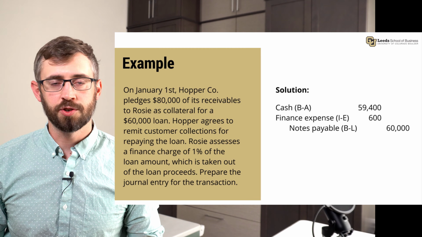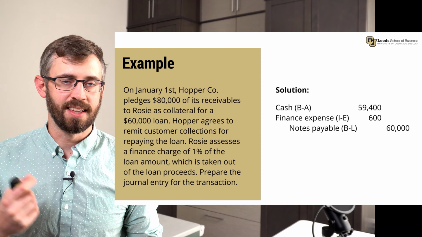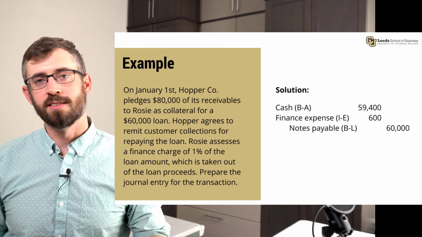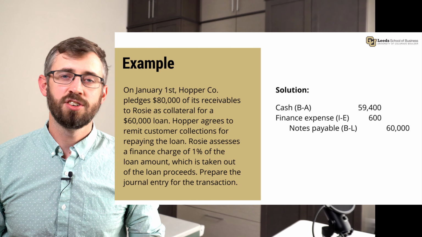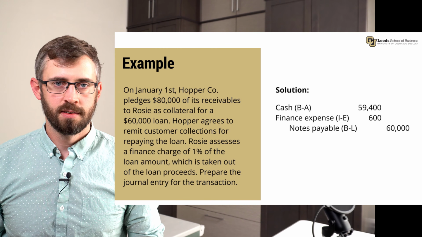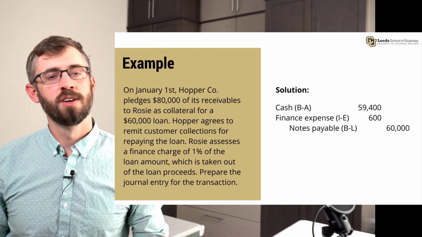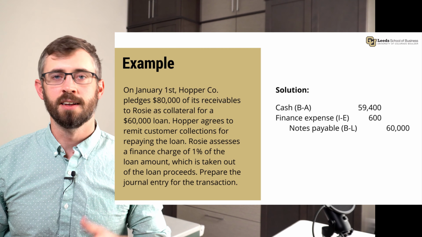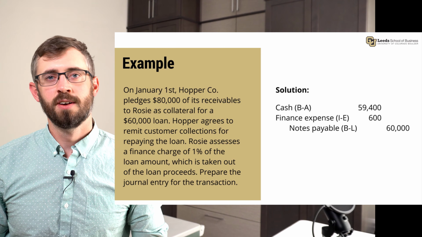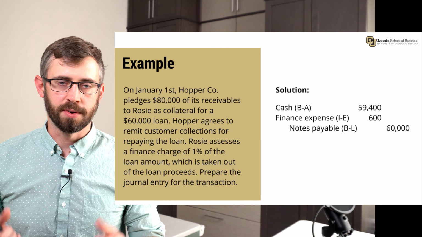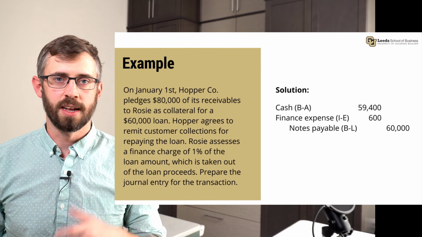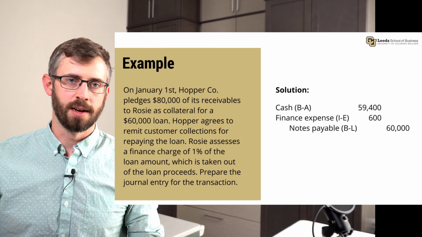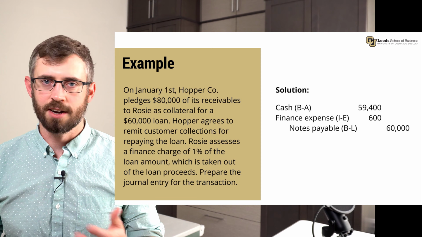If we take a look at the journal entry here, we know that Hopper owes $60,000 in liabilities, right? So we'll credit our note payable for $60,000. Now our cash balance, it sounds like we're borrowing $60,000 in cash, but we have to pay 1% of that loan up front as a finance charge. And so Rosie deducts that 1% before handing over the cash. So we're only actually collecting $59,400 in cash. And that $600, or 1% finance charge, gets debited to an expense up front. And then over time, Hopper will charge an interest expense and pay an interest rate depending on the remaining contract terms of this loan.